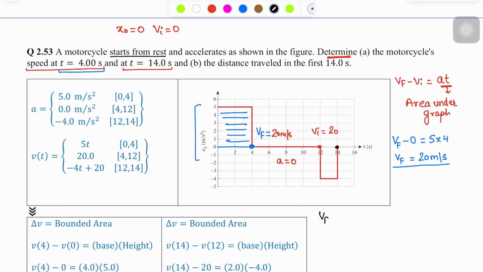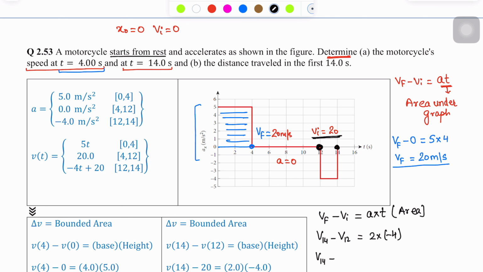V final minus V initial is equal to A multiply T, which is equal to area. So what is your V final? V14 minus V12, because we are starting from 12 and ending at 14. Area, so what is this? This is a rectangle. So can I say what is the length and width? 2 multiply, what is the height? Negative 4. Okay. So V14 we are looking for minus V12.